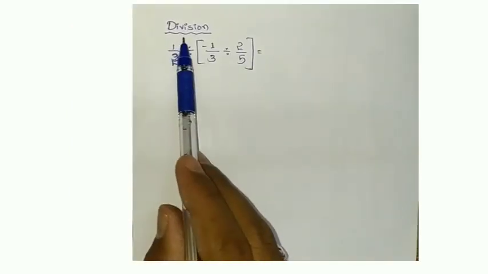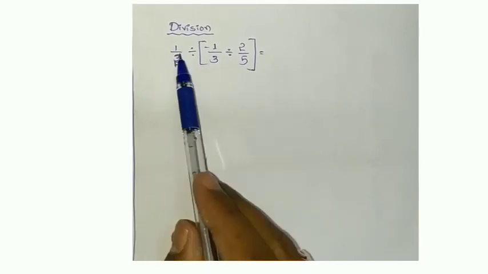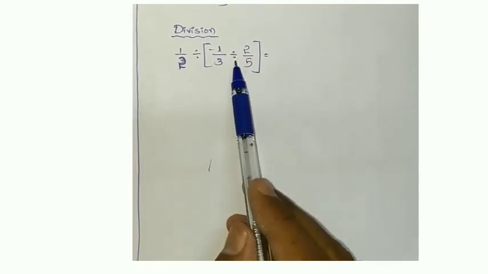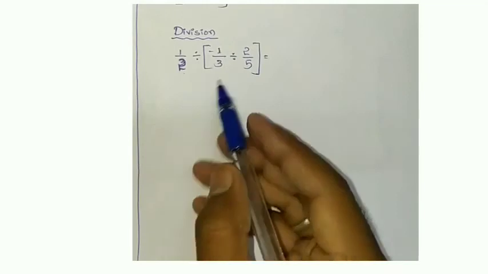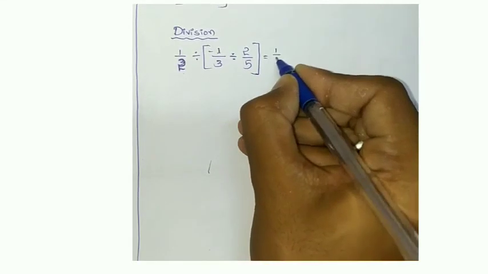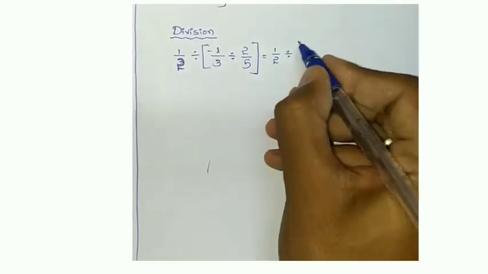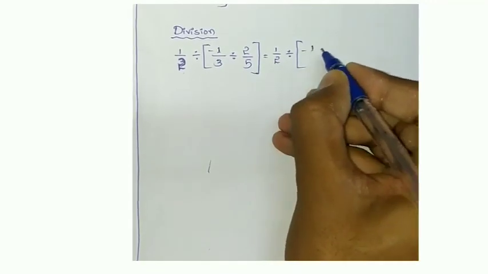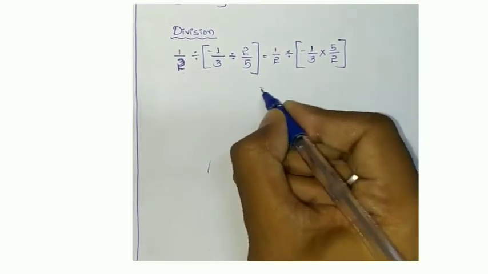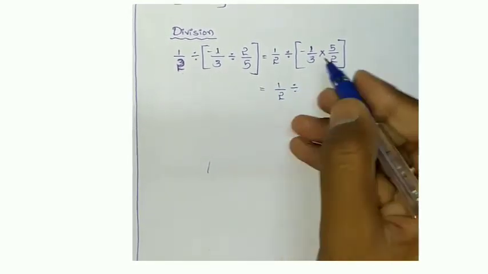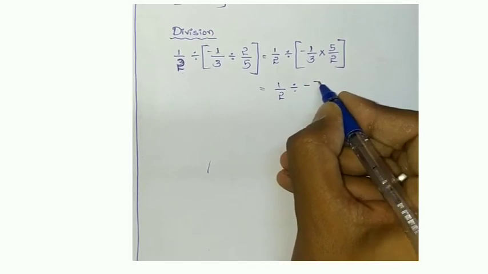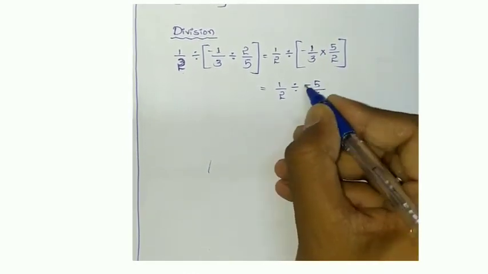Now checking the division operation for the associativity. Let's take one example: 1 by 2 divided by bracket minus 1 by 3 divided by 2 by 5. First simplify the terms in the brackets. 1 by 2, keep the division symbol like that only. Here, take the reciprocal of the second term for division, 5 by 2. So 1 by 2 divided by, minus into plus is minus, 1 5 is 5 divided by 3 2 is 6.